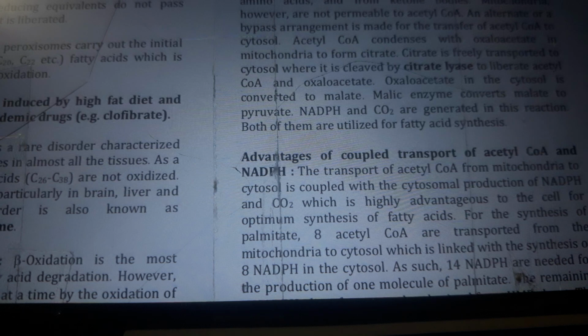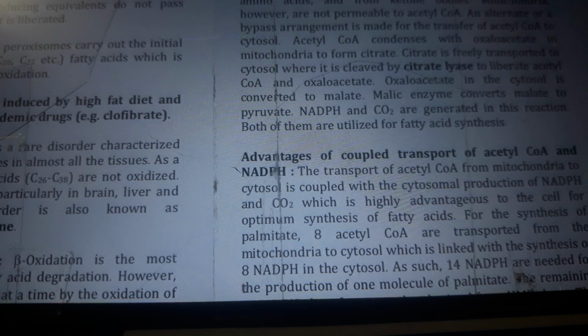Acetyl-CoA is produced in the mitochondria by the oxidation of pyruvate and fatty acids, degradation of carbon skeleton of amino acids, and from ketone bodies. Mitochondria, however, are not permeable to acetyl-CoA. An alternate or bypass arrangement is made for the transfer of acetyl-CoA to cytosol. Acetyl-CoA condenses with the oxaloacetate in mitochondria to form citrate.